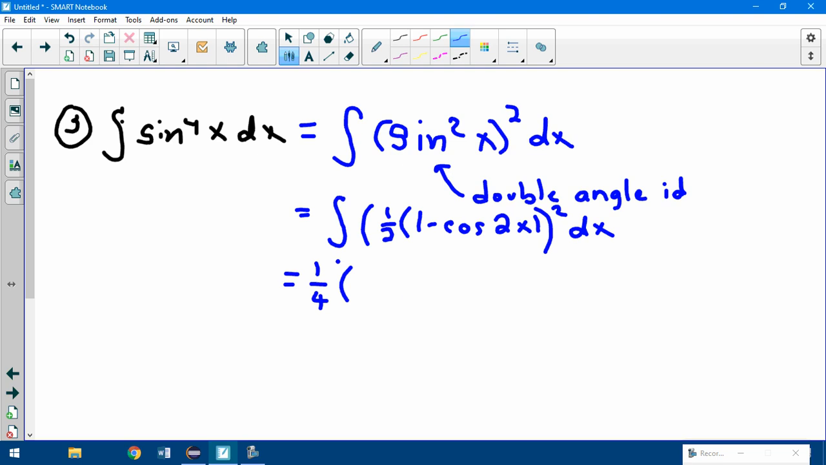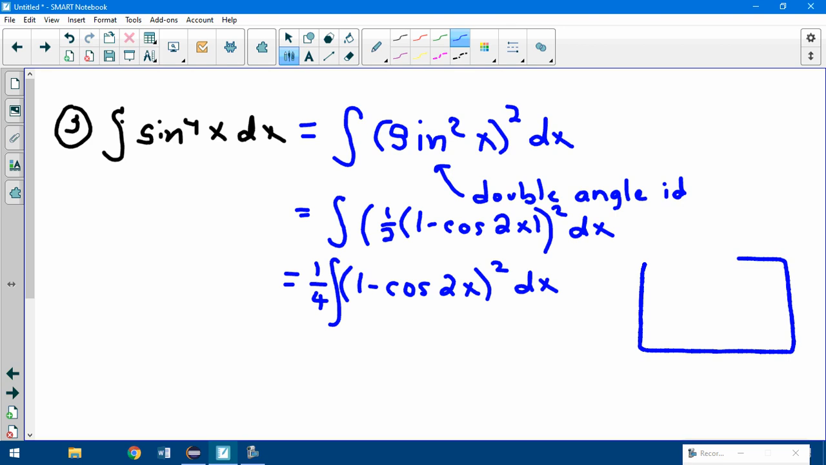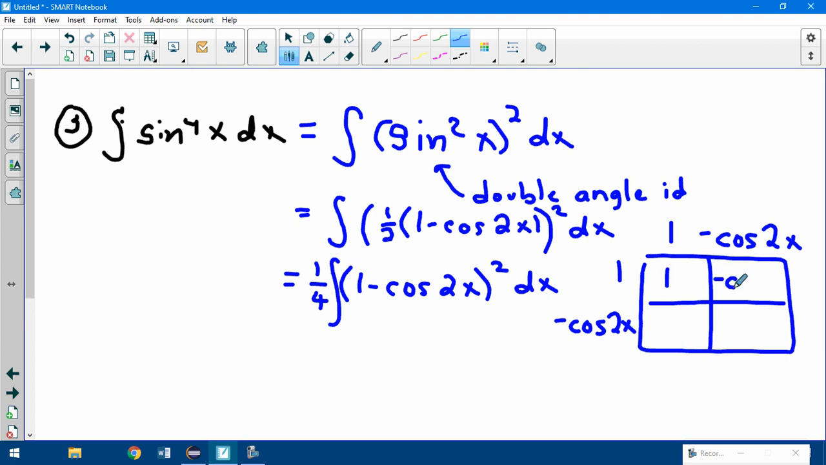I'm going to leave the integral here for a second. 1/4 times the integral of 1 minus cosine of 2x squared dx. What do you think I need to do with this inside piece? Yeah, unfortunately I need to actually square it out. So if that's tricky, use a box. 1 minus cosine of 2x. 1 minus cosine of 2x. That would give us 1 minus cosine of 2x minus cosine of 2x plus cosine squared of 2x.